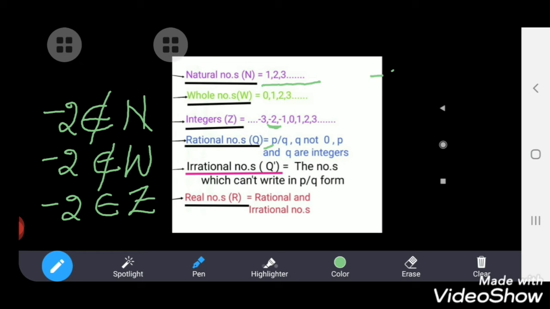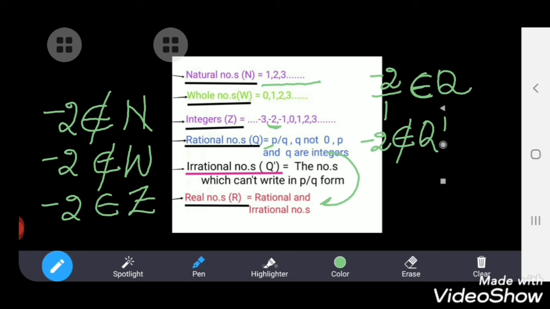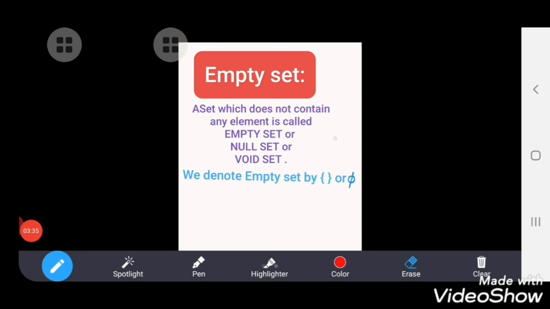Okay, and consider rational numbers. Rational number means p by q form. Minus 2 can be written as minus 2 by 1. Therefore, minus 2 belongs to Q. And if you observe, minus 2 belongs to rational numbers, but does not belong to irrational numbers. Therefore, minus 2 does not belong to Q dash. And all rational numbers come into real numbers, so we can write minus 2 belongs to R. So like this we can write the belongs to and does not belong to.